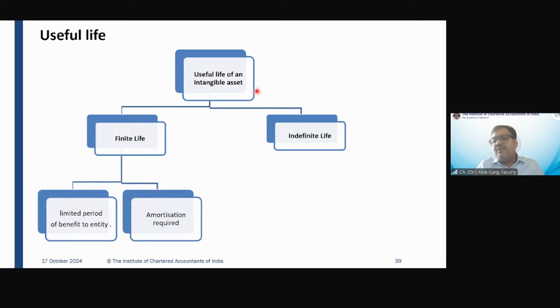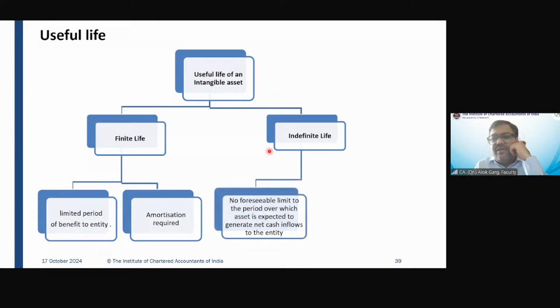But for example, you have done a business combination and you have acquired a goodwill. You don't foresee the life of the goodwill. You don't predict the life of the goodwill. You're not able to predict. What to do in that case? If the life is indefinite, then what to do? No amortization is required, because amortization needs a denominator: your depreciable amount divided by life. Life is not there. How will you amortize?